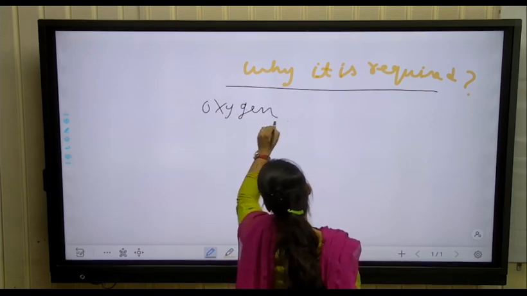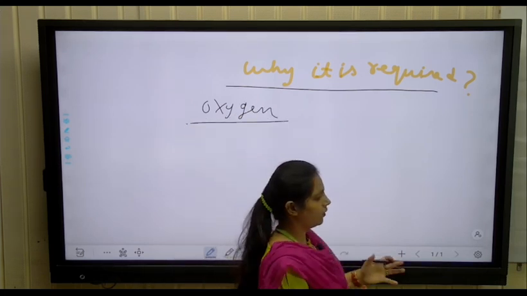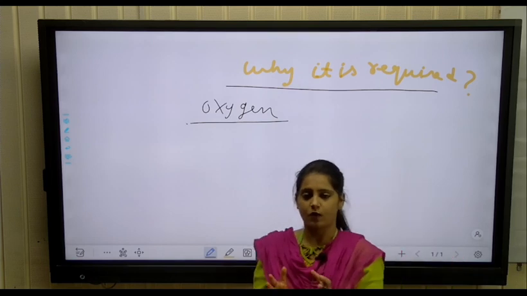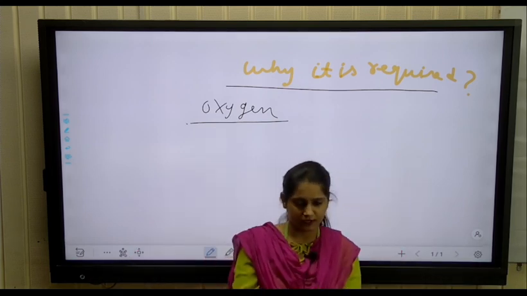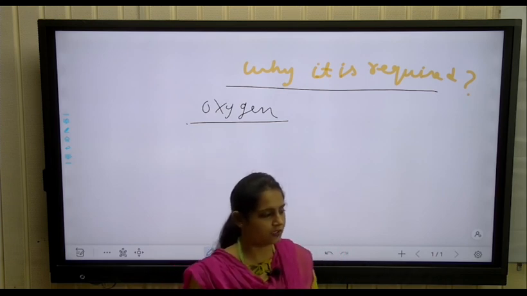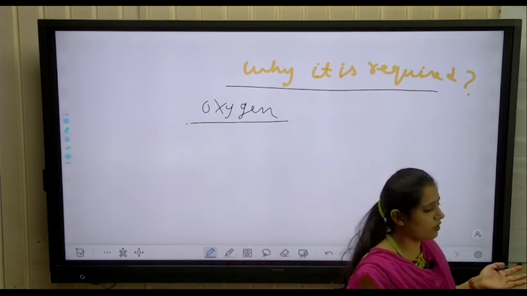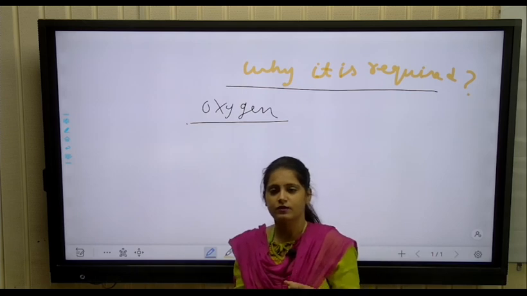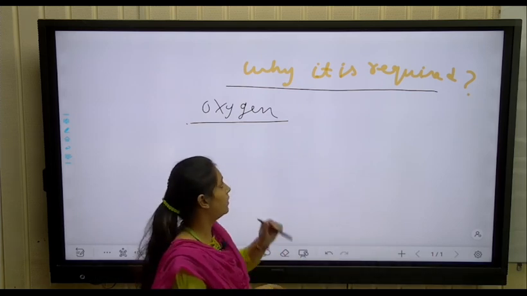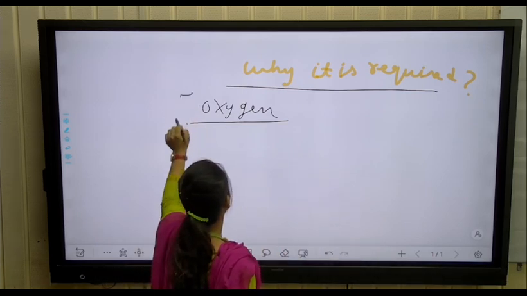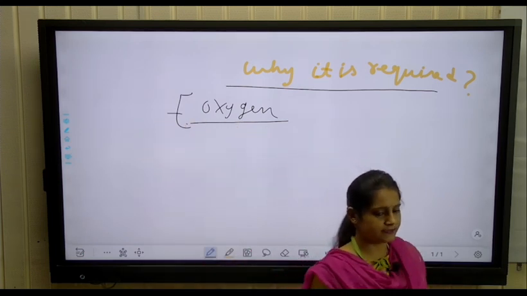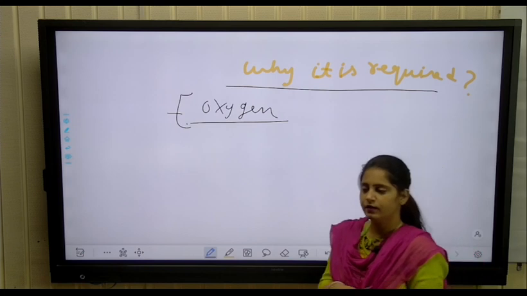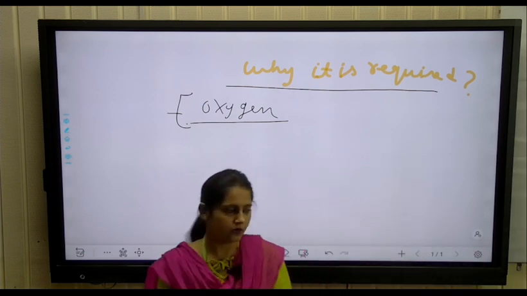This is the only known method till now which produces oxygen, and oxygen is a must for all the living organisms like humans, animals, insects, all of the living organisms. Oxygen is a must to survive, and oxygen is produced only by the plants and only by the process of photosynthesis. So this is a must process for the survival of all the organisms.